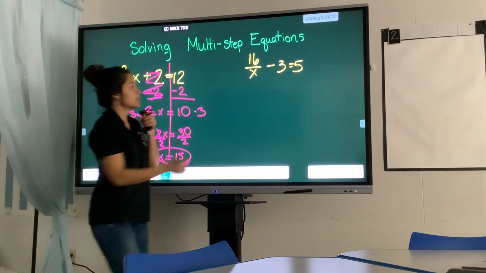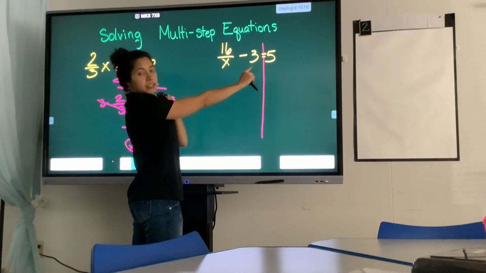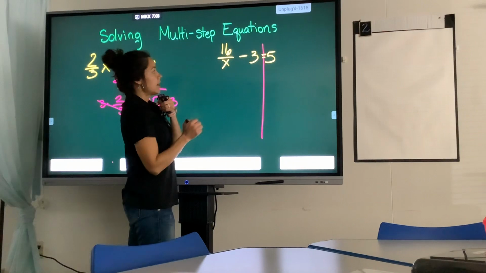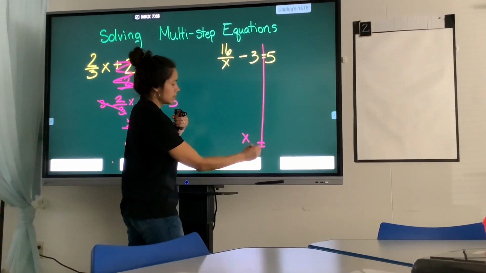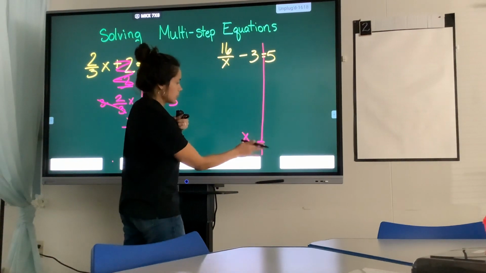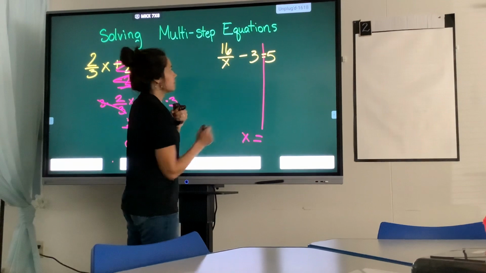Our next example over here, again, we have this first term, 16 divided by x. This other term, 3. This other term, 5. We want to get x on one side. So x equals something. That's how we're solving it. I want to make sure x is equal to it. There we go. X equals.